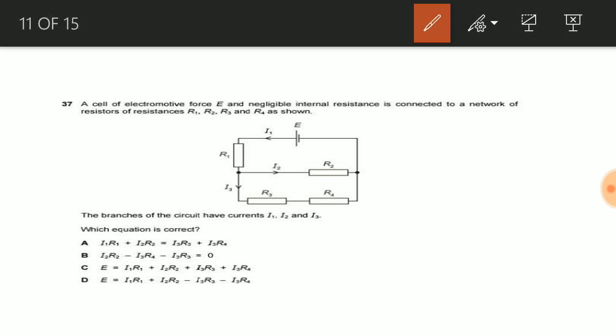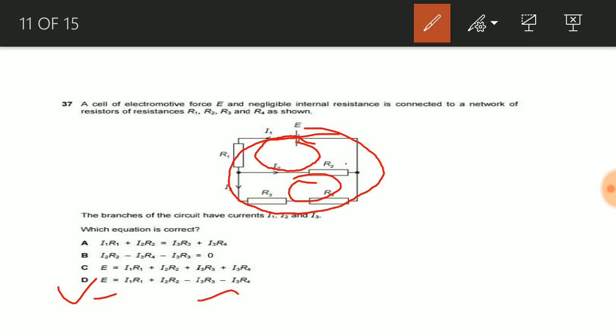In this question we need to take care of one thing. In order to apply Kirchhoff's second law, we should see the closed loop. This is one closed loop, this is another closed loop, and this outer loop is another closed loop. In these 3 loops we can apply Kirchhoff's voltage law. If we see option choice D, it is sometimes saying E and then again I1 R1 and again I3 R3. It is moving up down in all loops, so it cannot be our answer. Option choice C also cannot be our answer.